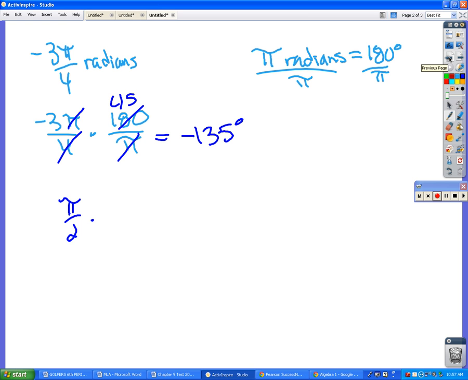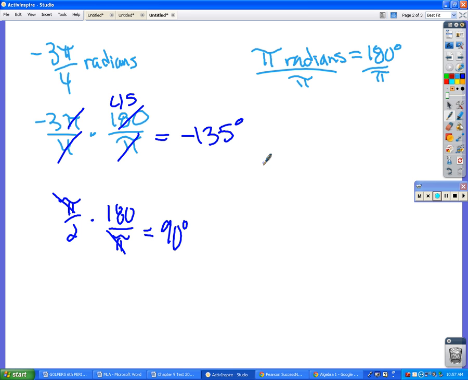Okay, so I kind of gave away the answer here. Pi over 2 radians would be how many degrees? 90, and if you couldn't remember that, you could multiply by 180 over pi. The pi's cancel. 180 divided by 2 is 90 degrees, okay?